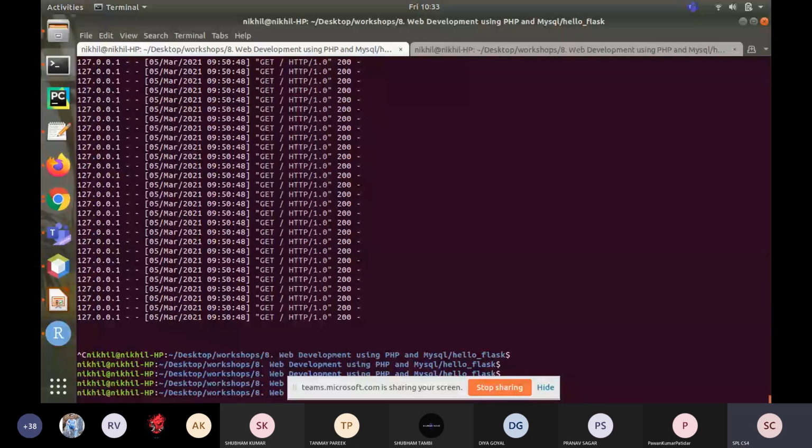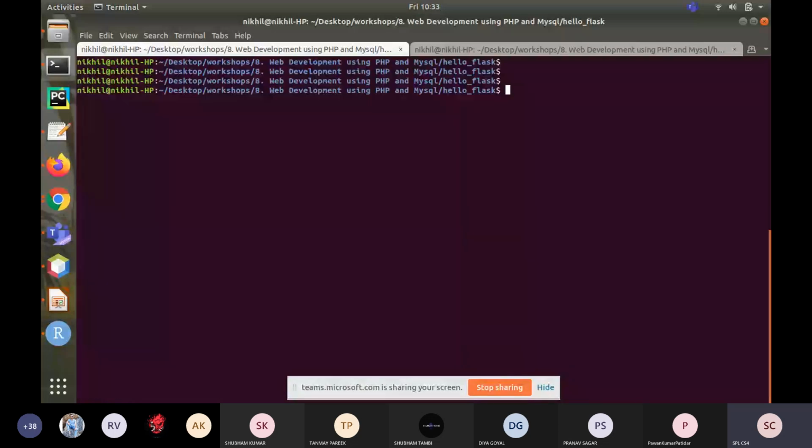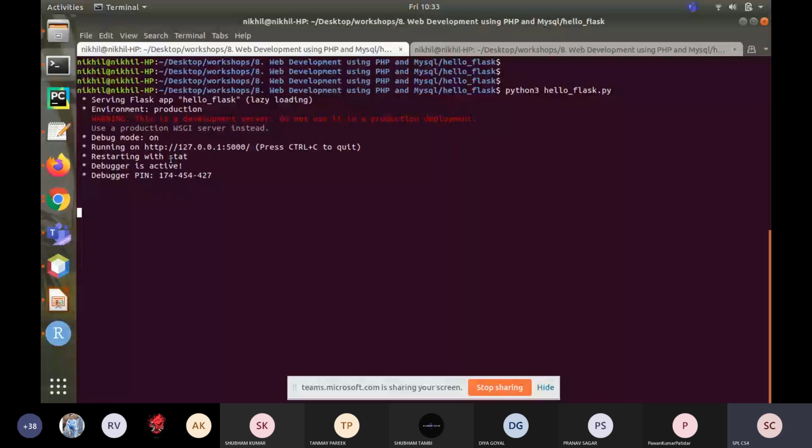Last day we talked about this framework Flask, and we made a hello world kind of application web service using Flask, right? The way to start it was very simple: python3 hello_flask.py, and then we know that eventually HTTP 127.0.0.1 on port 5000, localhost on 5000, it started, right?